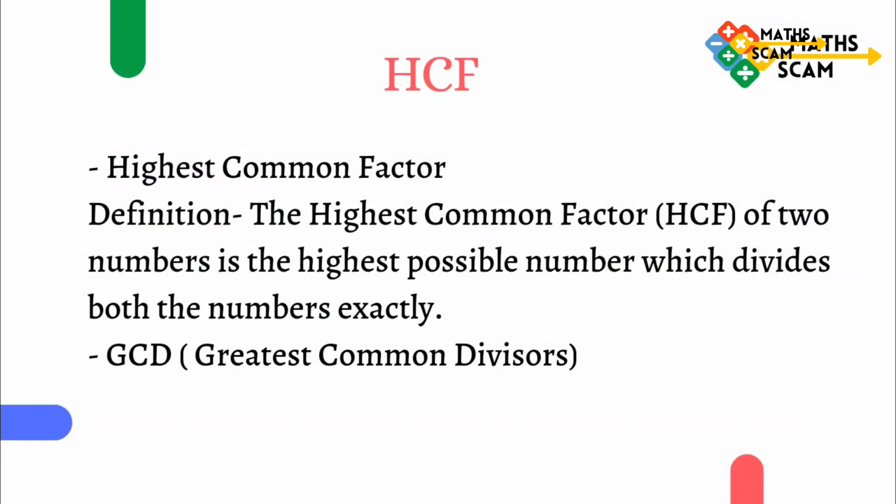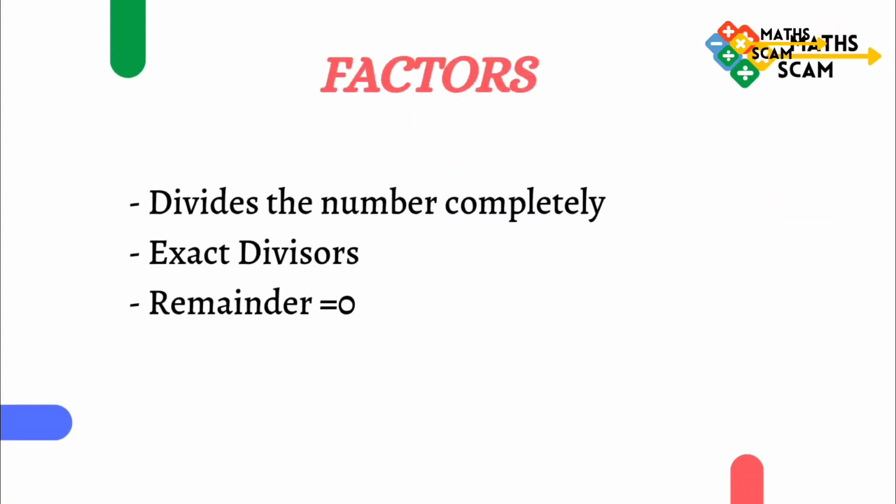The highest common factor, HCF, of two numbers is the highest possible number which divides both the numbers exactly. In simple words, the HCF of two natural numbers x and y is the largest possible number that divides both x and y. HCF is also called the greatest common divisor, that is GCD. A factor is a number that divides another number evenly, that is with no remainder. Hence, a factor is nothing but a divisor of the given number.